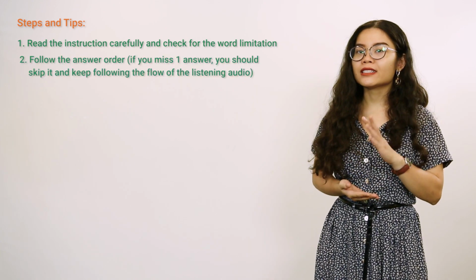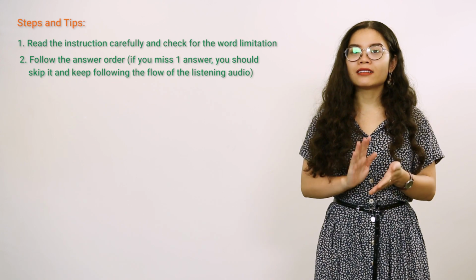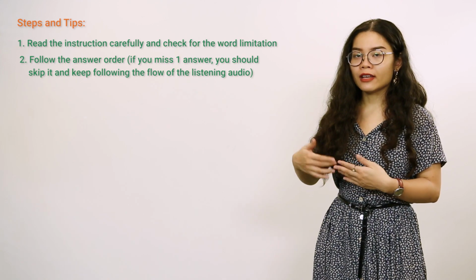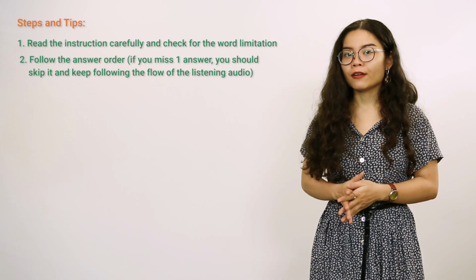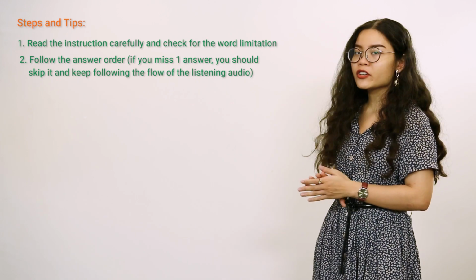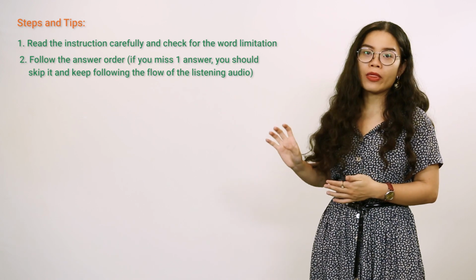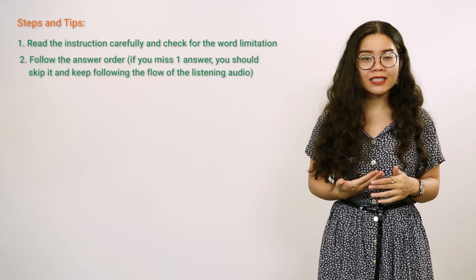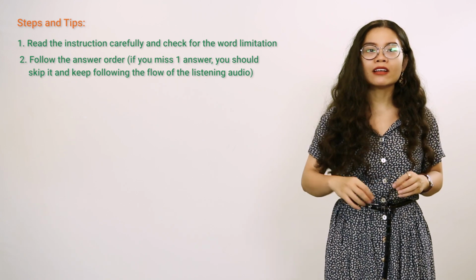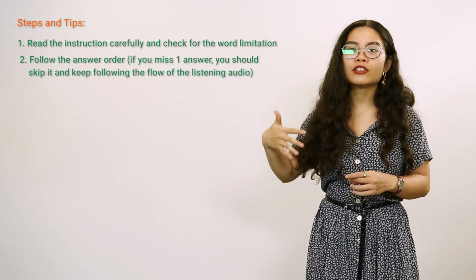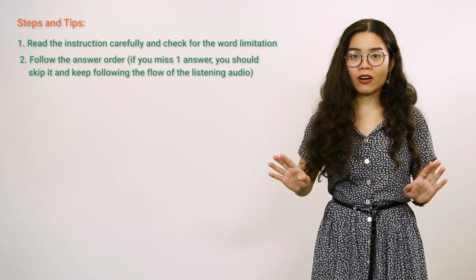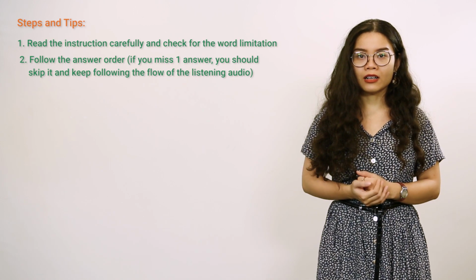Number 2 is the answer order. Keep in mind that in this kind of question type, the answer order will follow the information in the listening audio. So it will follow the information for question number 1, 2, and then 3. If you ever miss information when you listen, try to skip it and follow up with the continuing audio. Otherwise, you're going to miss the whole audio and the whole listening question type.